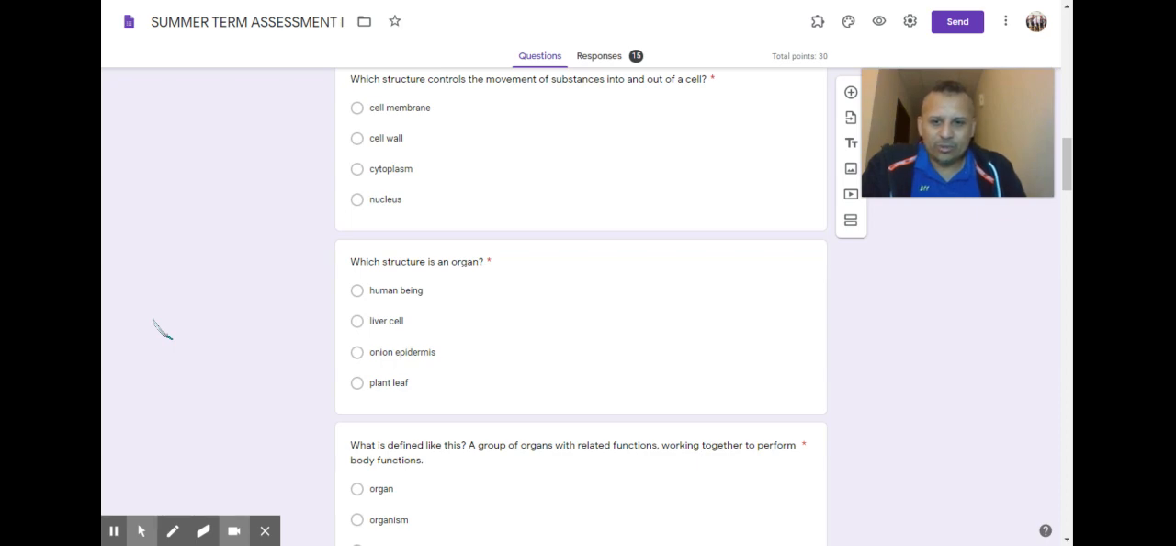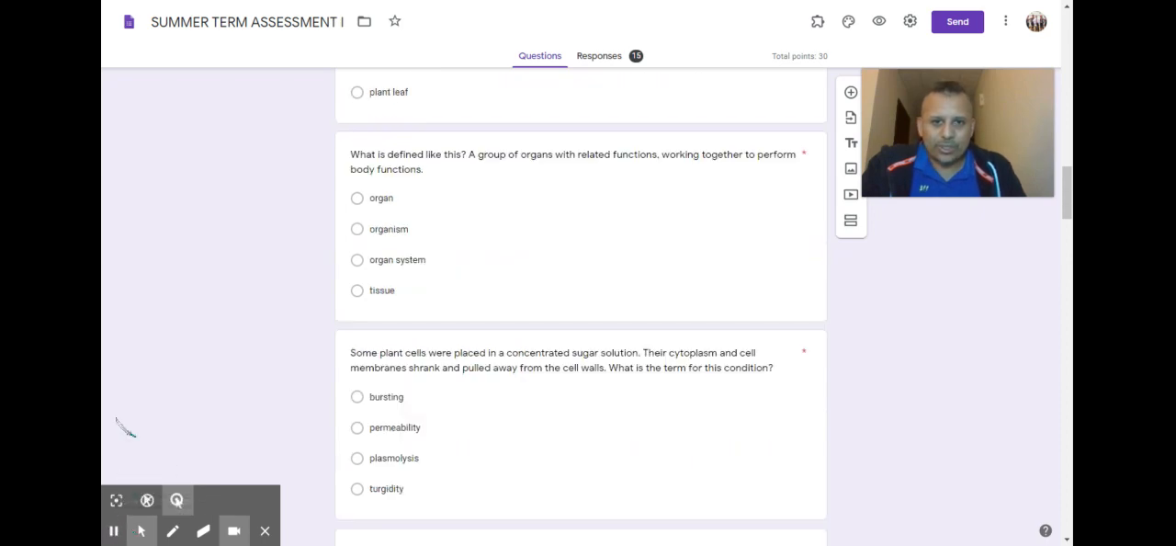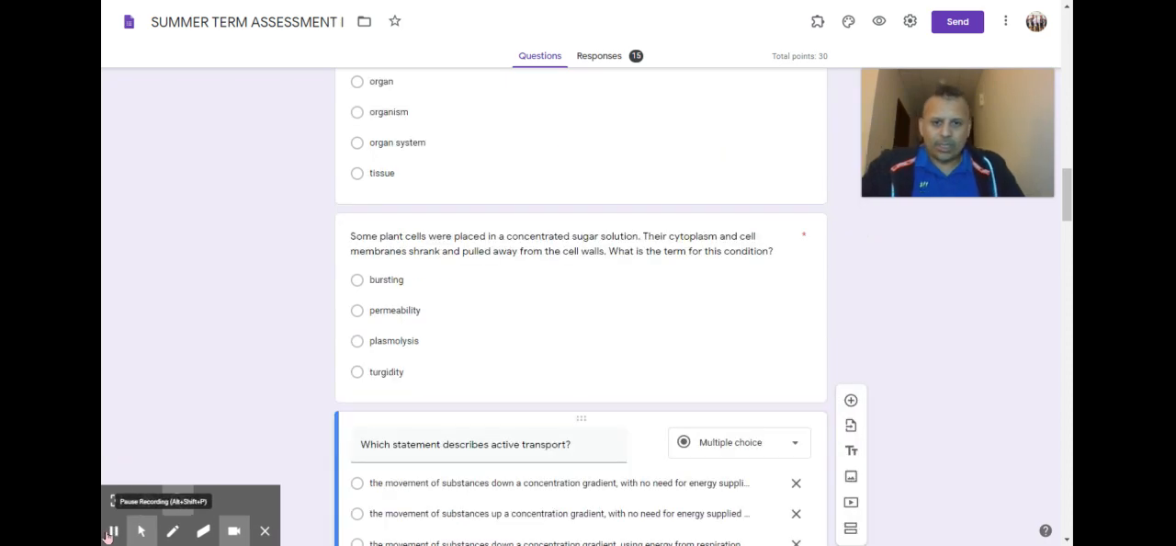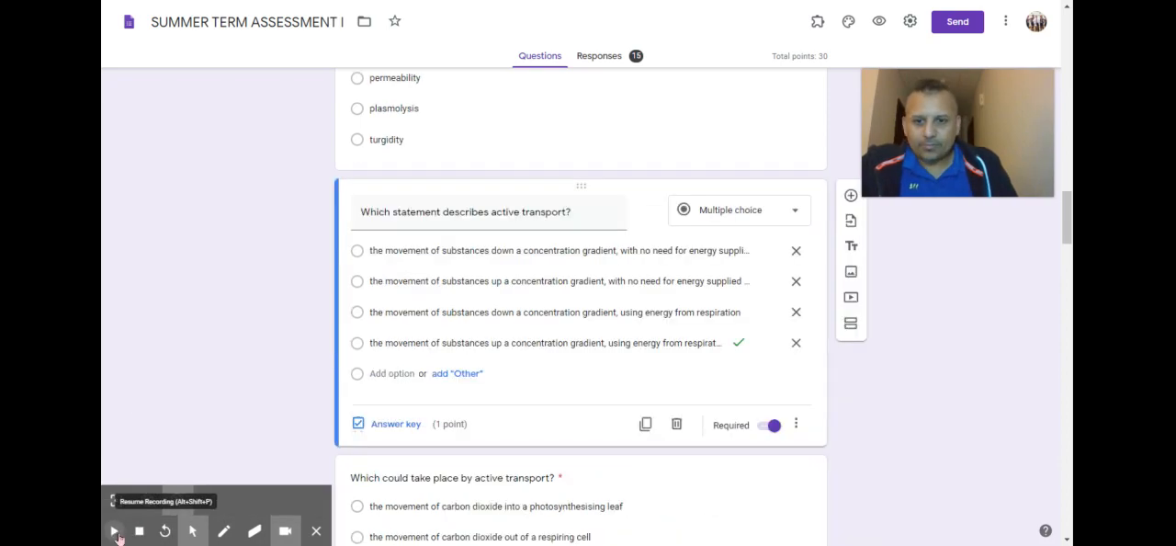Next question, which structure is an organ? Human being is an organism, liver cell is a cell, onion epidermis is a tissue, and plant leaf, that last answer, plant leaf, is the organ. A group of organs working together to perform bodily functions is an organ system. Plasmolysis is what the question is describing: cytoplasm and cell membrane shrinking and pulling away from the cell wall. This reduces the turgid pressure. You can call it turgidity, turgid pressure.